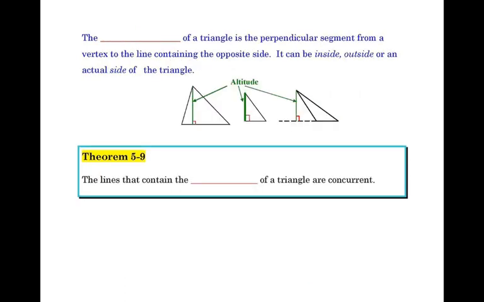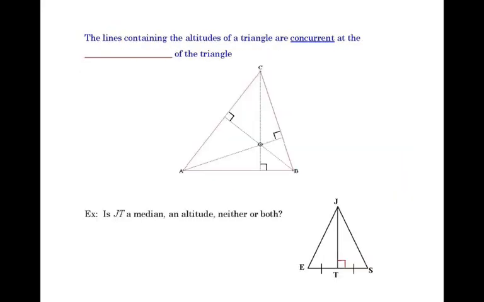Our last one is the altitudes. An altitude is sometimes called a height of a triangle, and we have to be a little bit careful because there are three altitudes we can have here. One is inside, one is a leg of a right triangle, and one falls outside. These are concurrent. The lines that contain the altitudes cross at one point as we go through this. They are called the orthocenter.